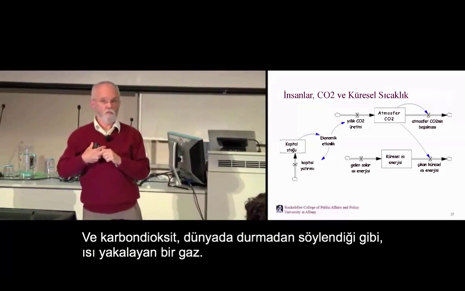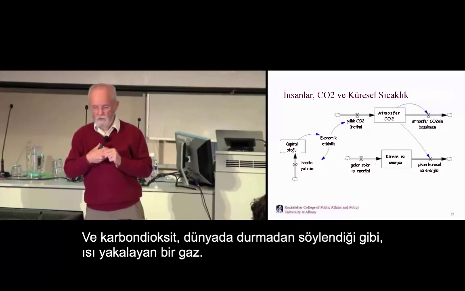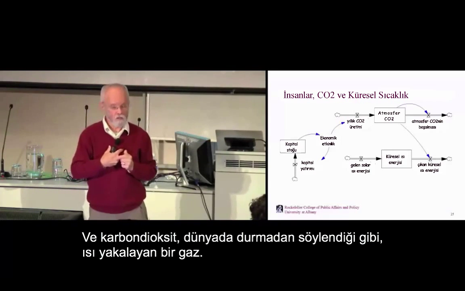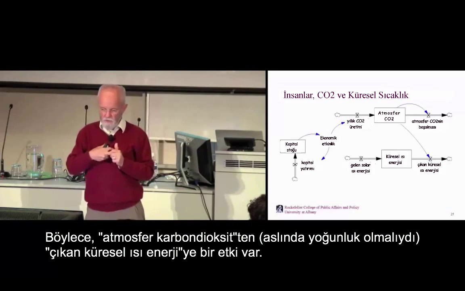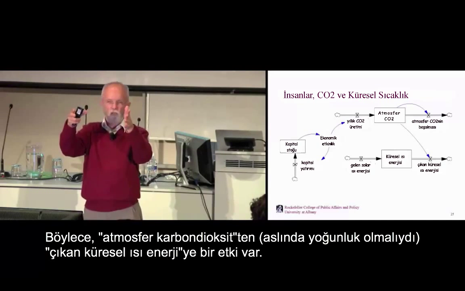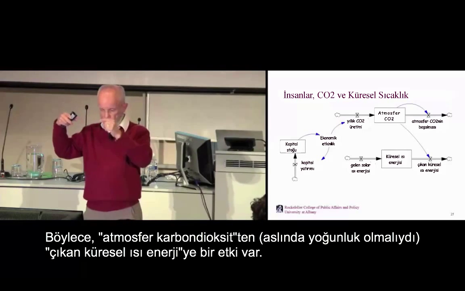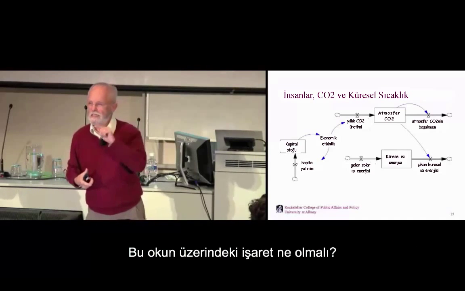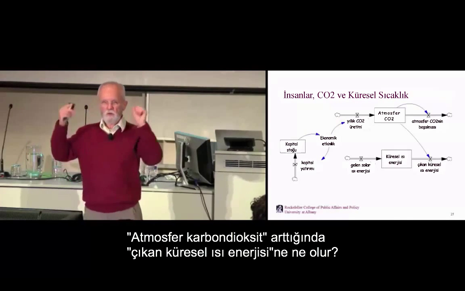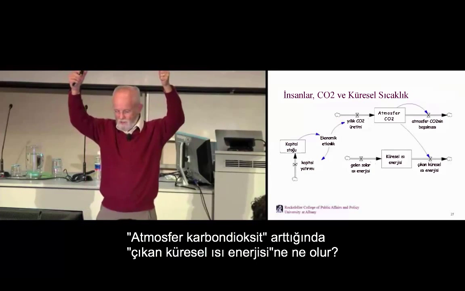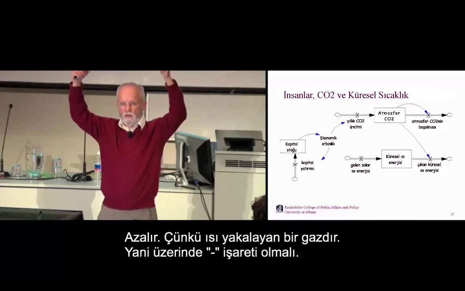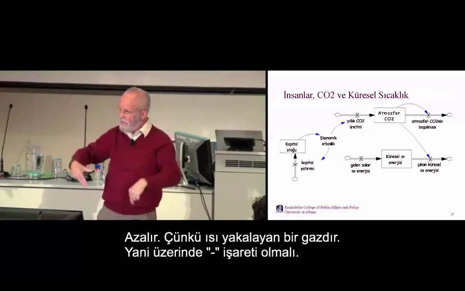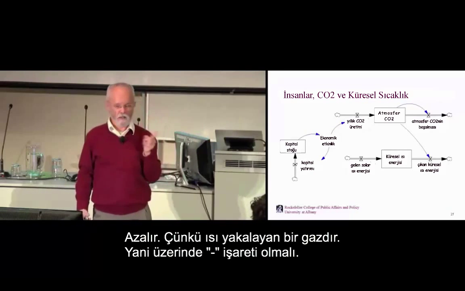And CO2, as we have been repeatedly told by the world, is a heat-trapping gas. So there's an influence from atmospheric CO2, it should be from the concentration, down to outgoing global heat energy. What would be the sign on that arrow? The more atmospheric CO2 I've got, what happens to outgoing heat energy? It goes down because it's a heat-trapping gas. So there's a minus sign on that.